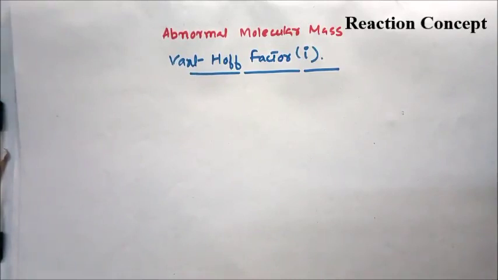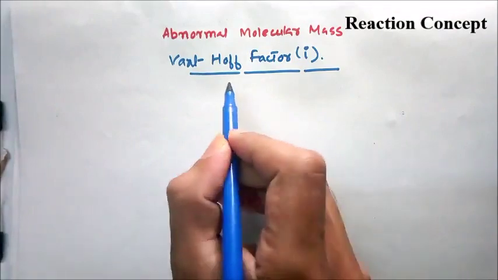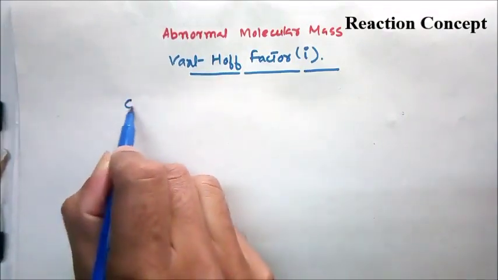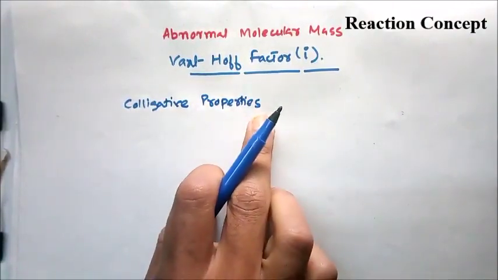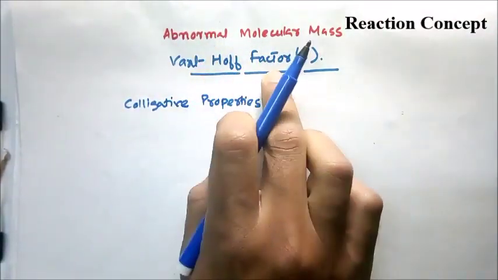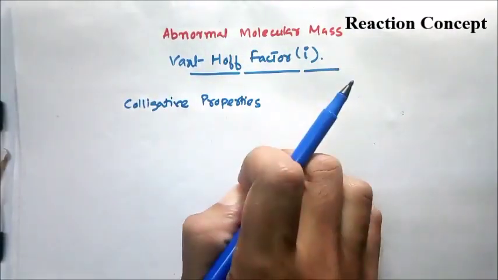Student, in this video we are going to discuss abnormal molecular mass. This is our topic of discussion for today. Generally, this topic is used in case of colligative property. So when we discuss colligative property, we frequently use this term, Van't Hoff factor or abnormal molecular mass.